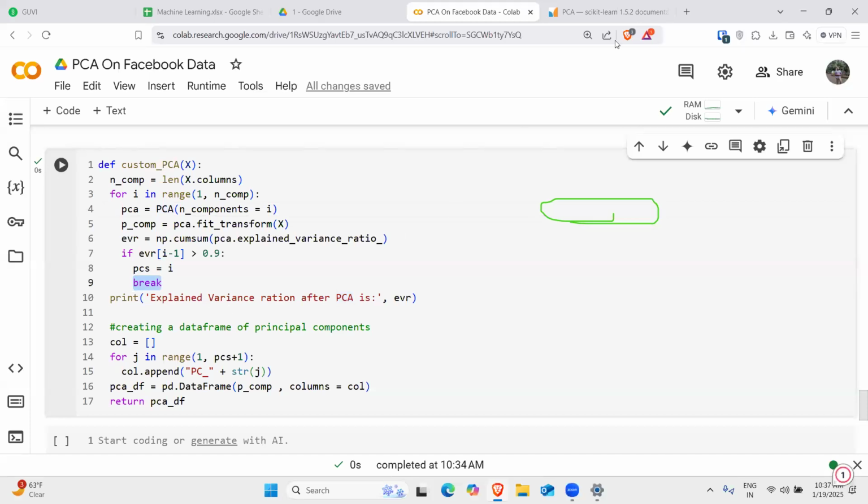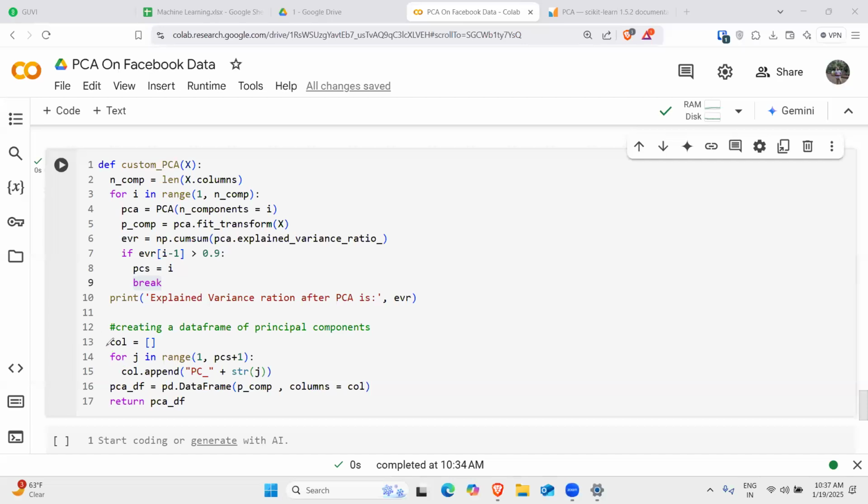PCS is equal to i, and we are going to break that loop. Simple. Then we'll print the explained variance ratio after PCA, which is EVR, creating a data frame of principal components. Column is equal to a blank list. For j in range 1 comma PCS plus 1, column.append PC underscore plus string j.